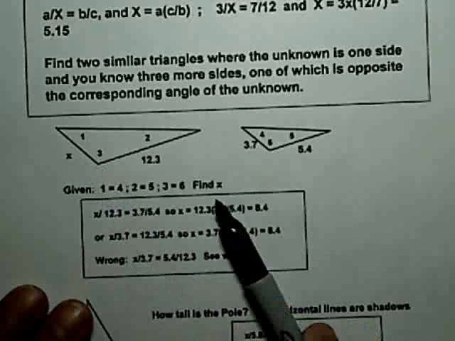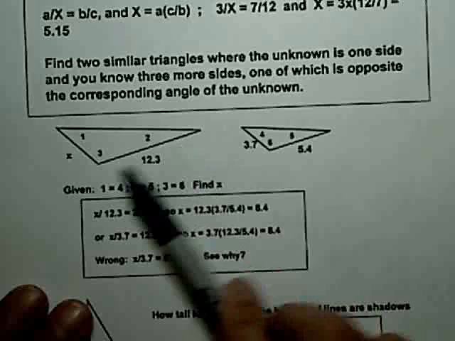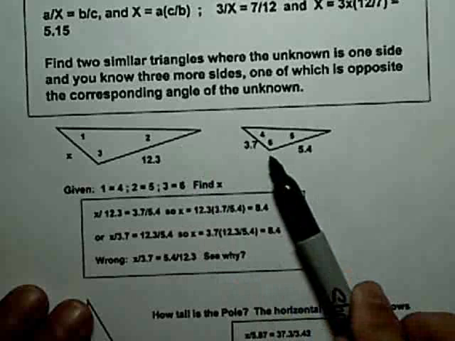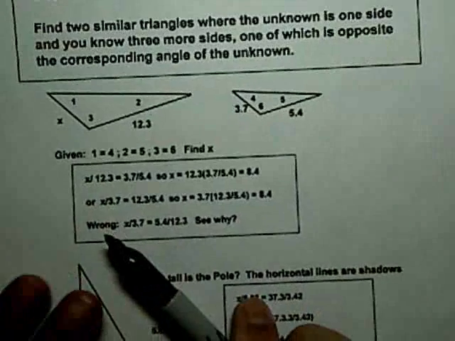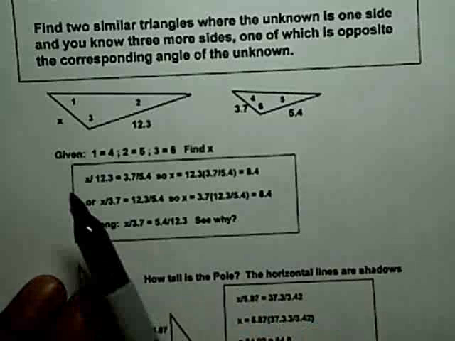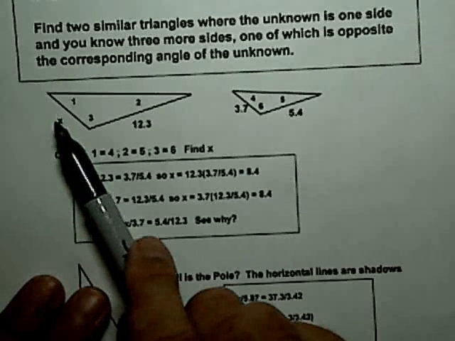I'm giving you that. And I know 12.3 is this side, I know 5.4, I know 3.7, and then I want to know x. Well, now you've got to set up an equation. There's different ways you can do it. I showed you a couple of ways. There's actually lots of ways to do it, but it doesn't matter. Just do one of them. Just make sure you stick to corresponding sides.